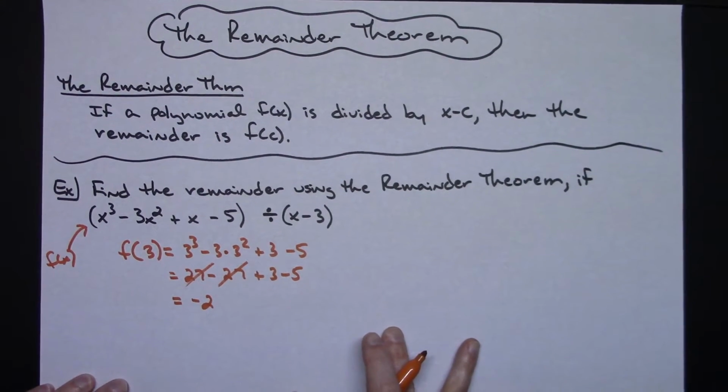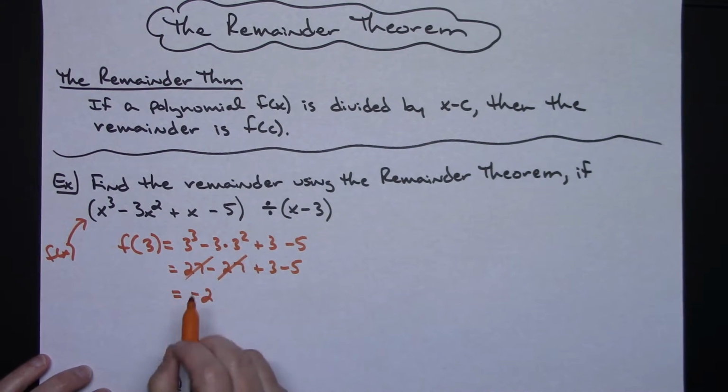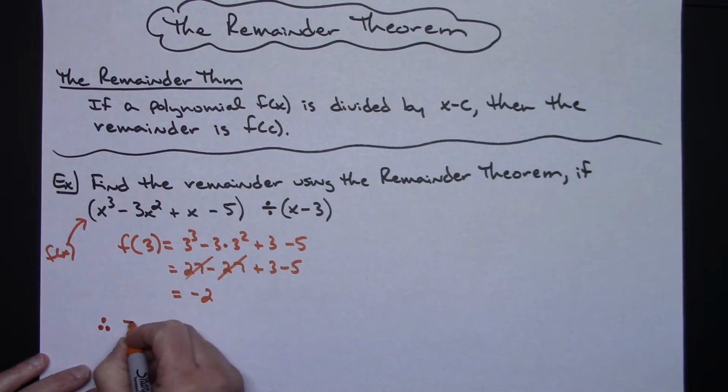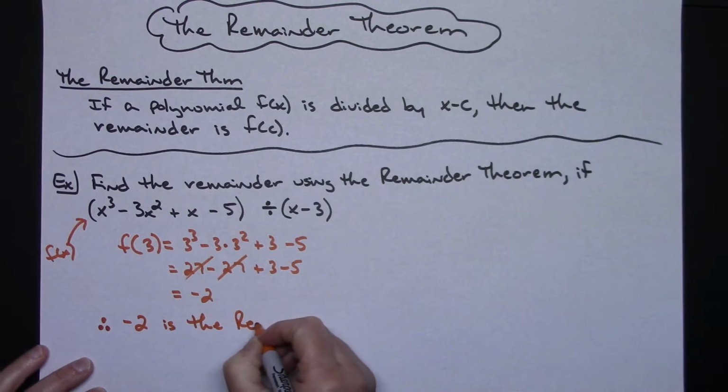So by doing that, just that quick, no long division, I would know now that the remainder of this is negative 2. So we could write that. Therefore, negative 2 is the remainder.